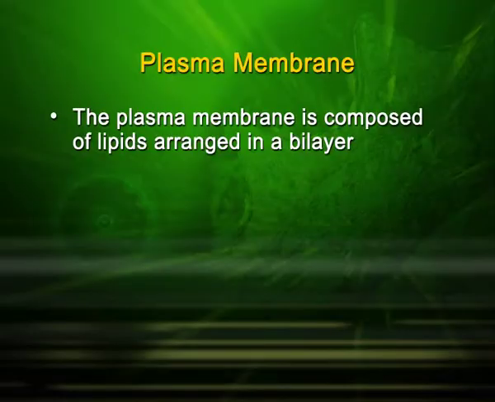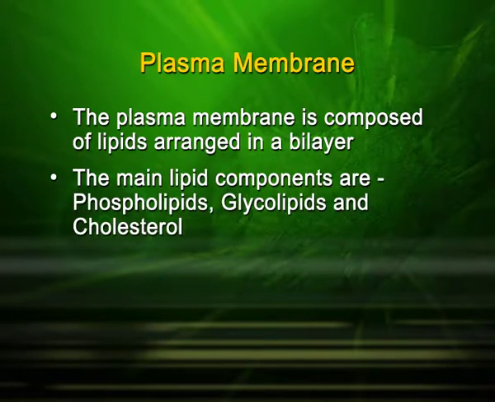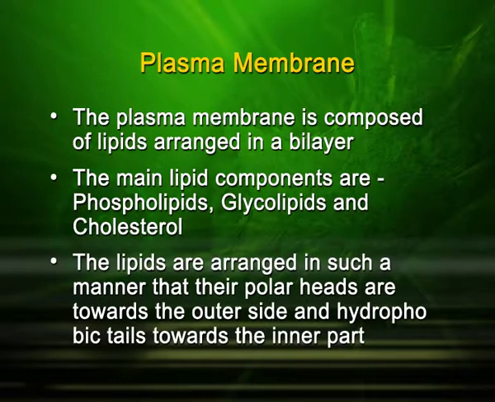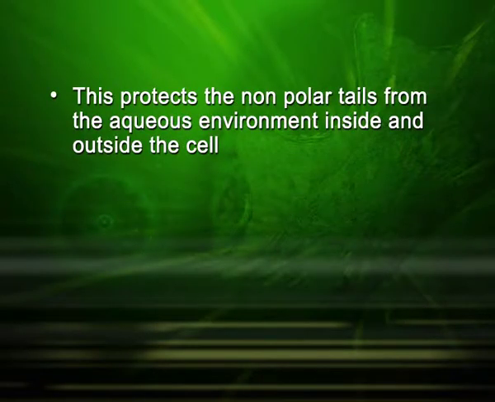First, the plasma membrane. The plasma membrane is composed of lipids arranged in a bilayer. The main lipid components are phospholipids, glycolipids and cholesterol, which is present in animal membranes. The lipids are arranged in such a manner that their polar heads are towards the outside and the hydrophobic tails are towards the inner part. This arrangement protects the non-polar tails from the aqueous environment inside and outside the cell.